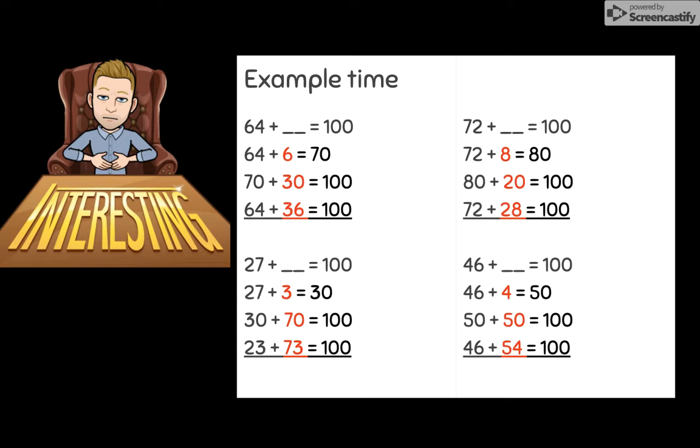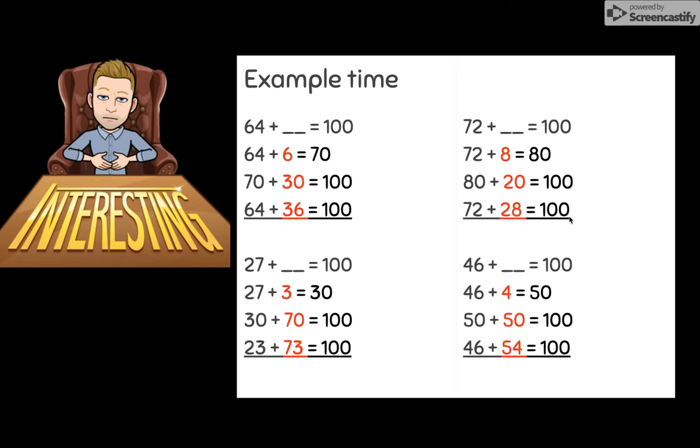Now, I haven't done them on a number line, but I've done each step on a new line so you can see what I've done. So the first example at the top is 64 plus what equals 100. So I want to make 64 into a tidy number. So I'm going 64 plus 6 equals 70. Then 70 plus another 30 equals 100. So in total, I've added 6 and then 30, I plus those numbers together and get 36. 64 plus 36 equals 100.